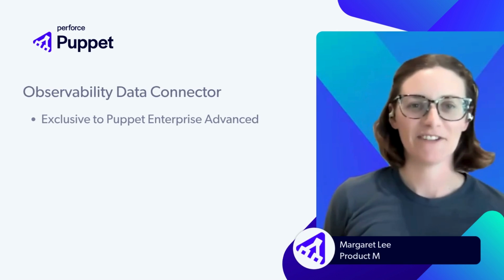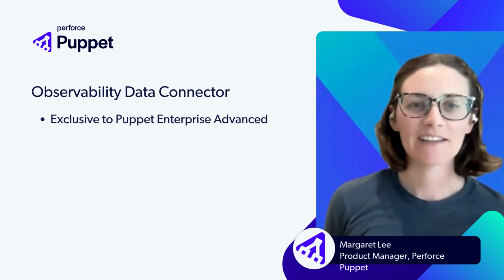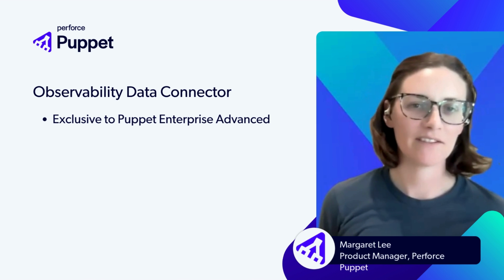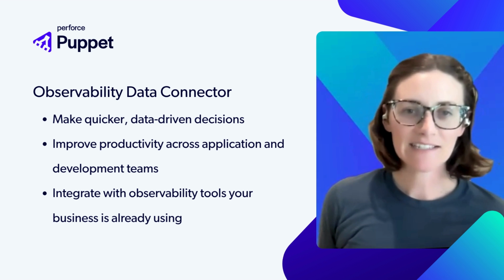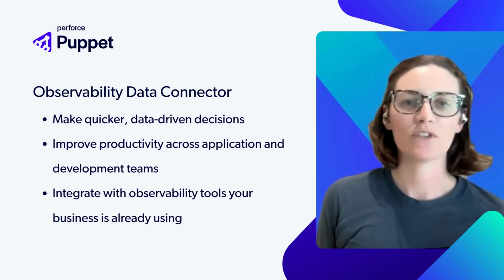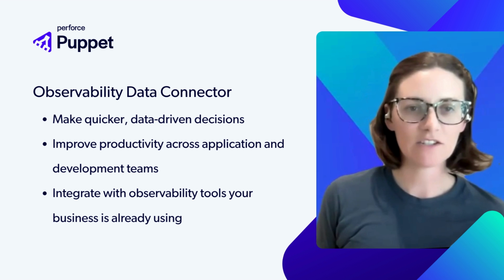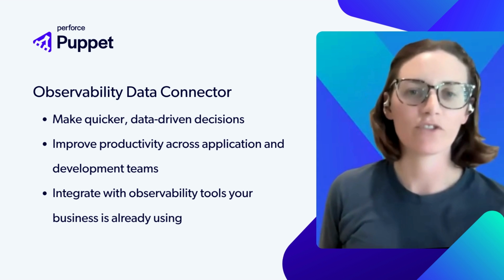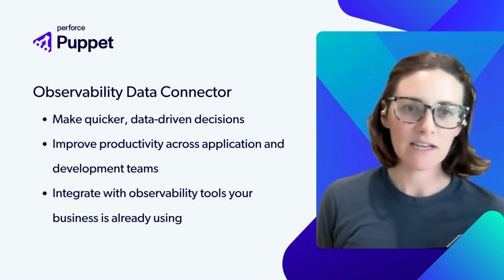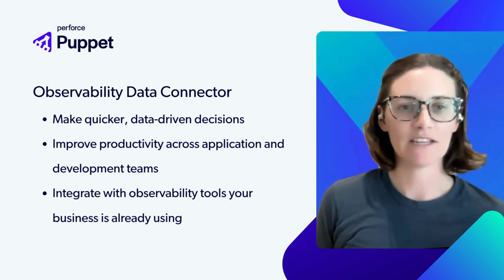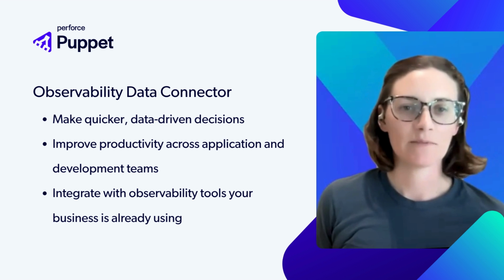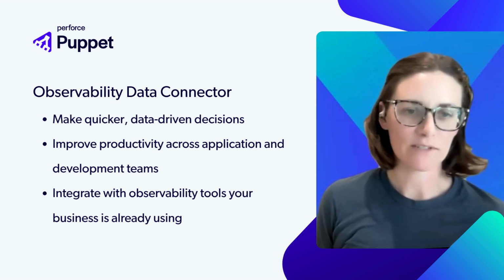Hi, I'm Margaret. In this session, we're going to talk about the Observability Data Connector, part of our Puppet Enterprise Advanced package. The Observability Data Connector democratizes access to Puppet data that teams can use to make quicker and data-driven business decisions and improves productivity across your development and application teams by making it easy to understand what meaningful events happen in your estate and visualize this data in the observability tooling your company already uses.